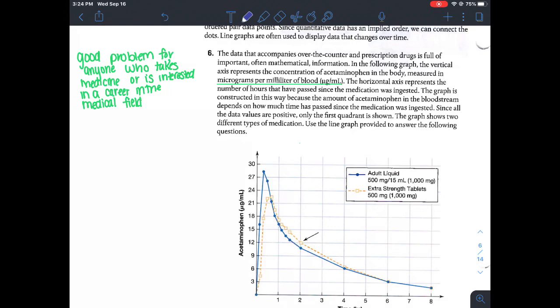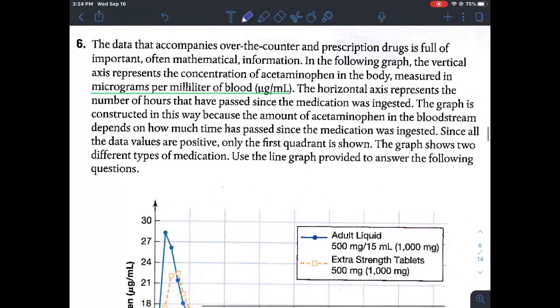Let me check. Yeah, this is the last problem we'll go through. So the data that accompanies over-the-counter and prescription drugs is full of important, often mathematical information, even though most people just totally ignore all the math behind it and probably just go to their medicine cabinet and take 1 Tylenol, 2 Tylenol, whatever.